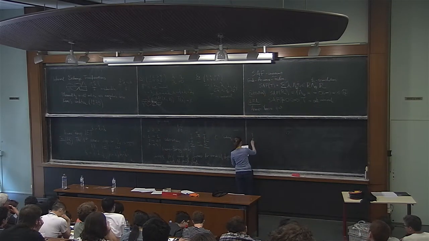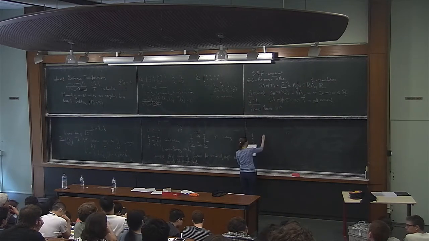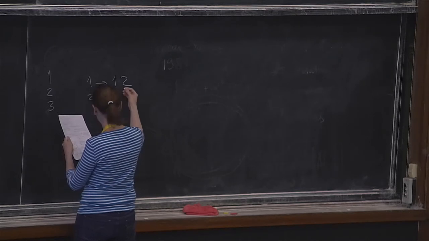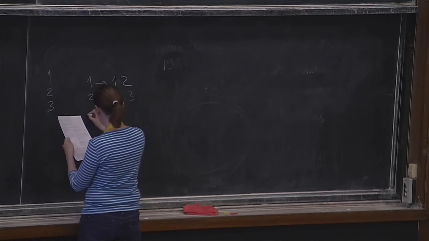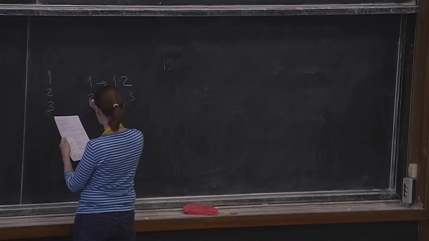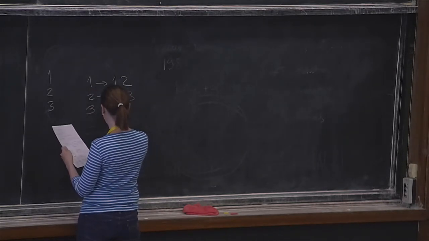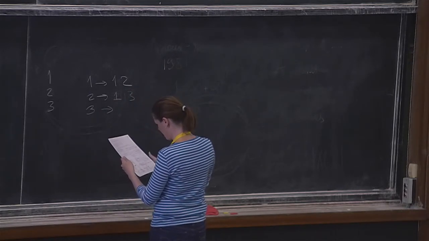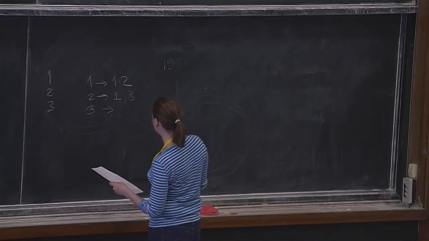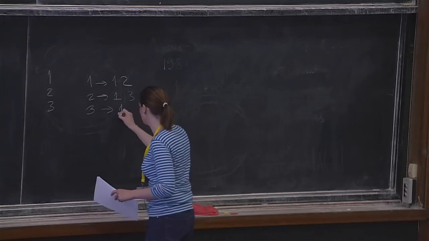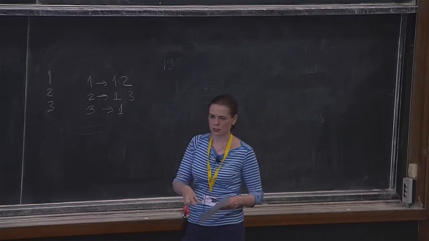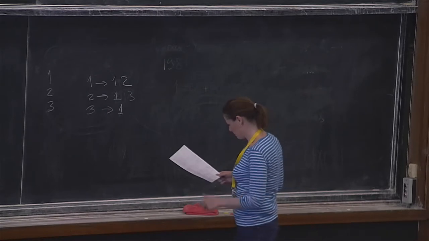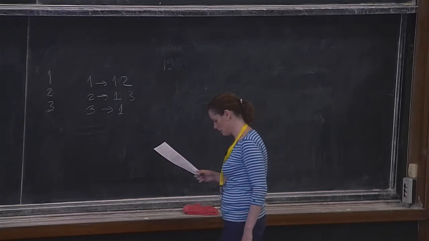We have 1, 2, 3 again. And 1 can go to 1, 2, that was the remaining. 2 will go to 1, 3. And 3 had to go to 1 because there was no other way where it could appear, yes. So this is a representation of this Arnoux-Yoccz example, I think.